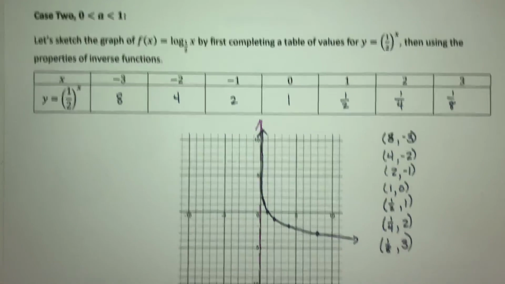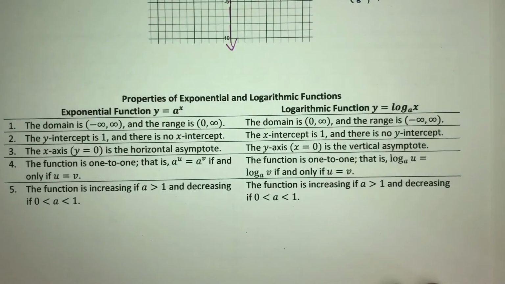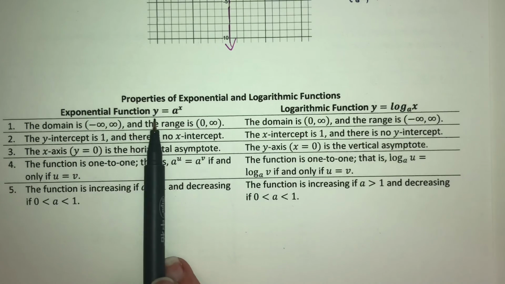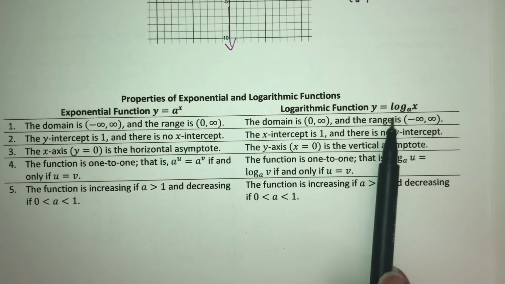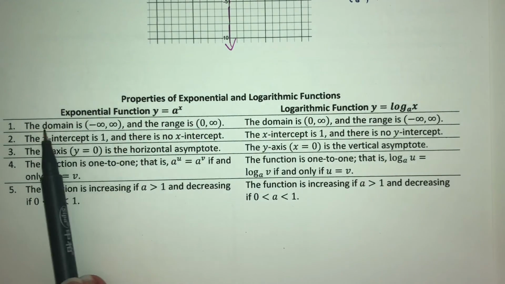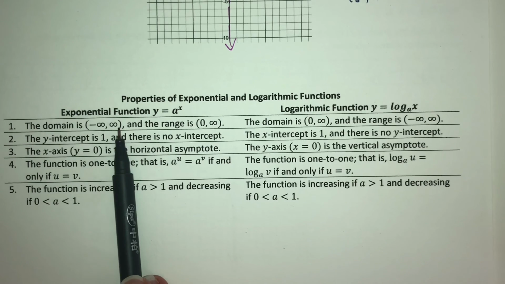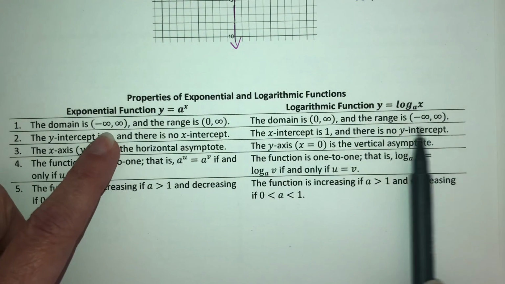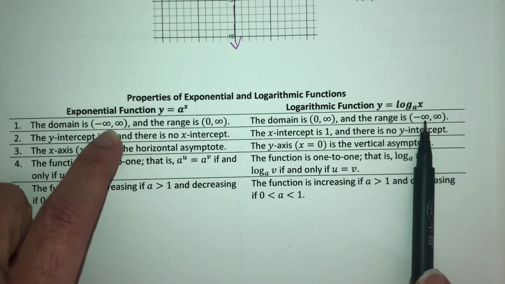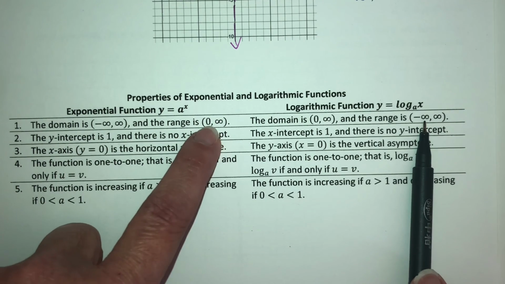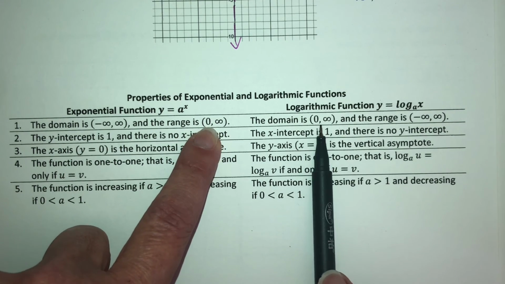Okay? Now, in summary, this is a comparison of exponentials and your logarithms. For an exponential, your domain is negative infinity to positive infinity. So over here, your range is the same. Here, your range is 0 to infinity. So this is your domain over here.